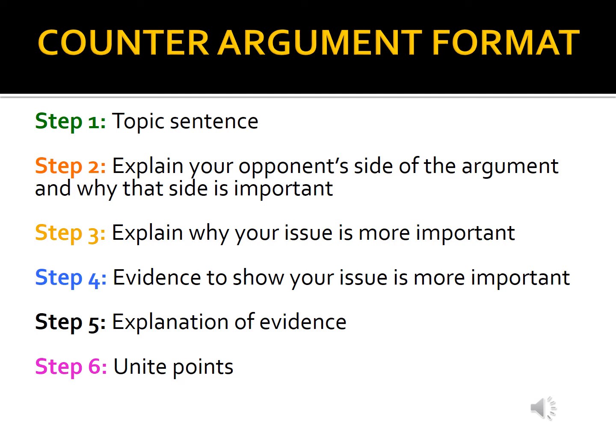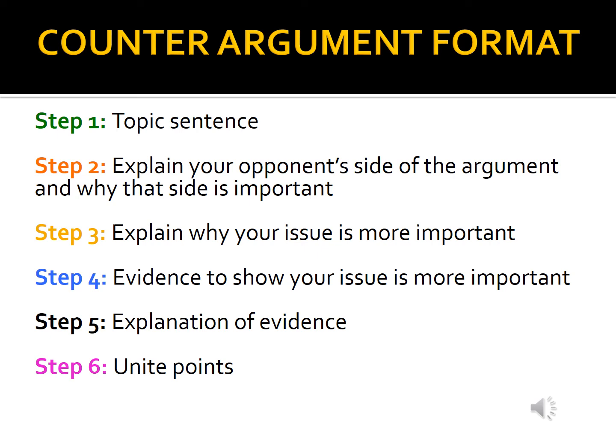Once you've done that, you're then going to want to go back and explain why your issue is still more important. Why even after addressing the other side, you still believe that your issue is the most important issue that is affecting Americans. Then, after you've addressed why your issue is still more important, you're then going to want to give an additional piece of evidence. That means you're going to want to cite another direct quotation from a source to show once again that your issue is truly more important.